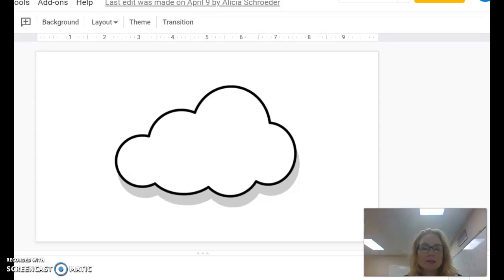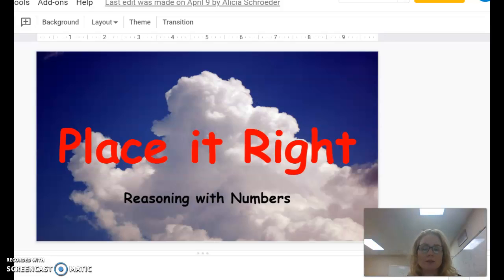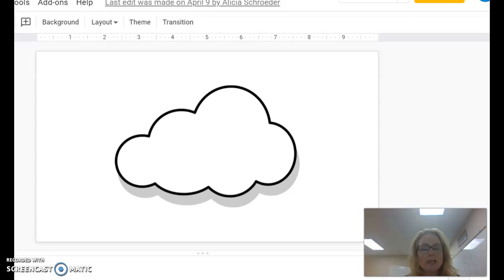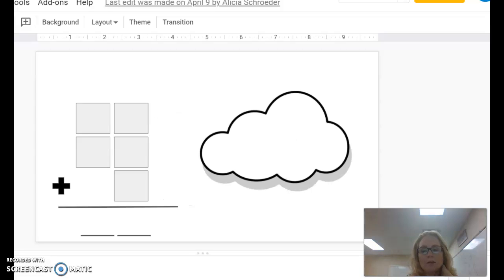Hello, first graders. Today we're going to start with an activity called Place It Right. This is reasoning with numbers. Each of your slides is going to contain a cloud that looks like this, and in the cloud will be the numbers that you are going to be working with. Another slide will look like this. This is where you will be placing the numbers and trying to figure out the formula.